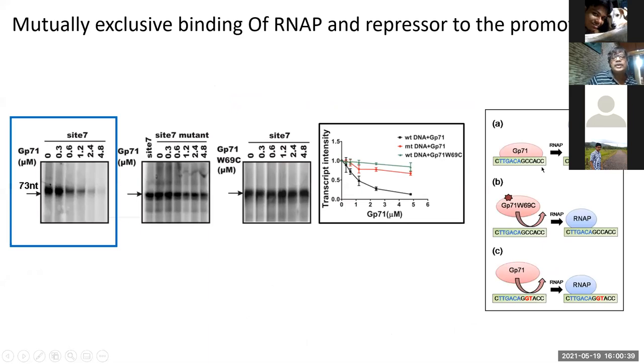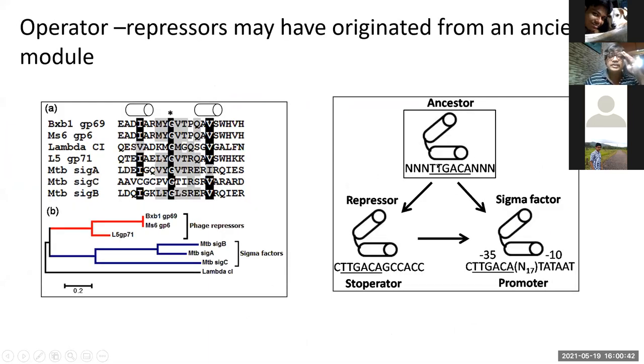So ultimately, we have come out with this theory that these operators, operator-like elements, promoter-like elements, are all descendants from a common DNA-protein interaction module, and from them they have diverged in various directions. So these are certain examples of my research work and the research work done by others in the lab. The message that is coming out from this research is the extreme diversity in the viral domain.